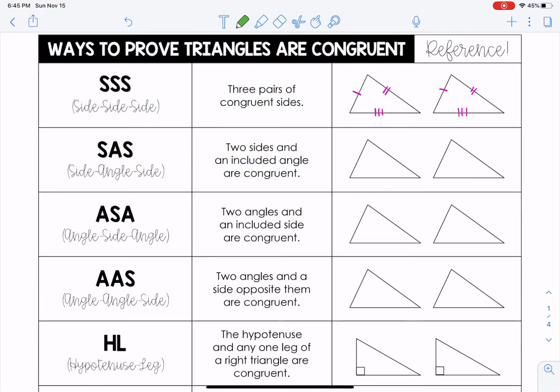Side angle side means that you have 2 sides and an included or between angle. So if I have this side and this side, those are my 2 sides, then the only angle that I care about is the one that's between them, and that's the angle that has to be congruent.